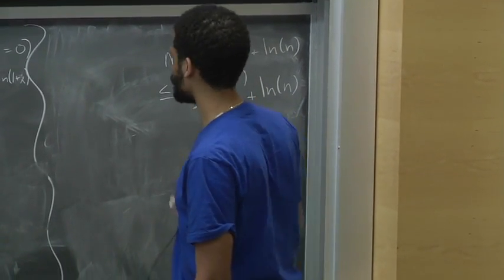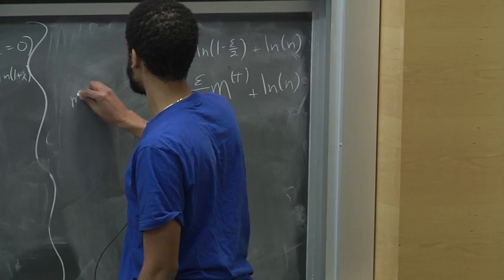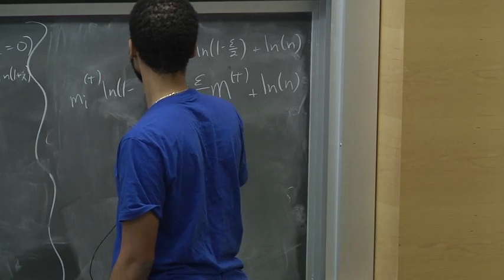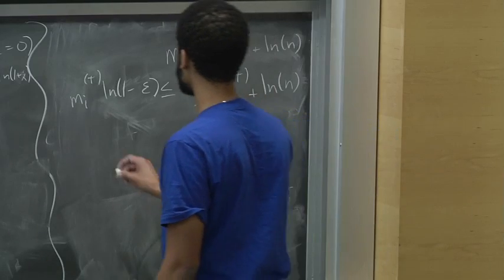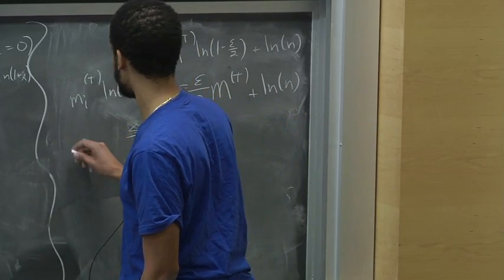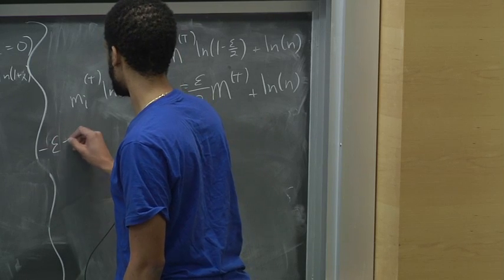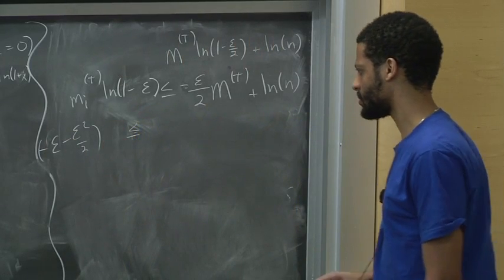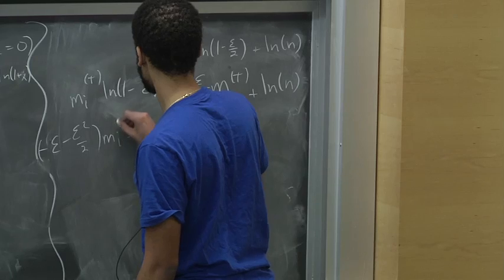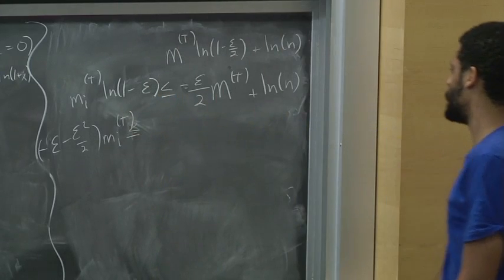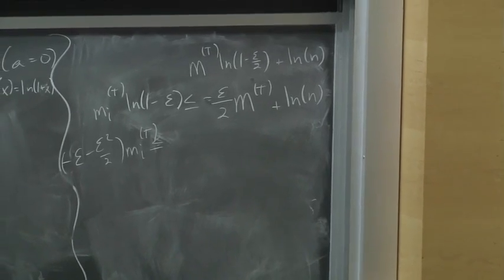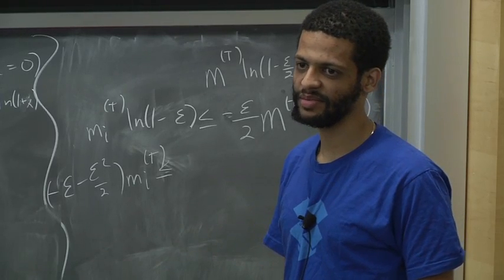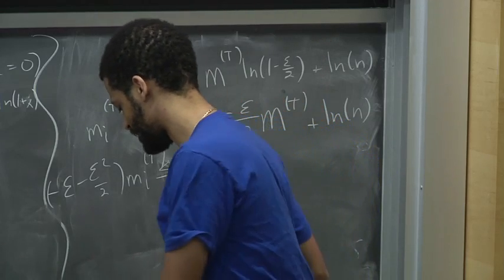And then on the other hand, you have this is at least, what we said, mi of t ln of 1 minus epsilon, which we said was at least mi of t, well, negative epsilon minus epsilon squared over 2, times mi of t. Okay, and then now you multiply by the negative sign, you rearrange things, and you get the theorem. Okay, so that's it.